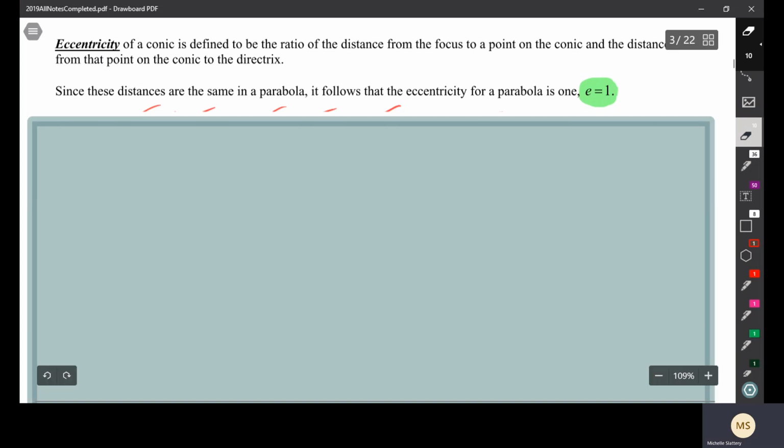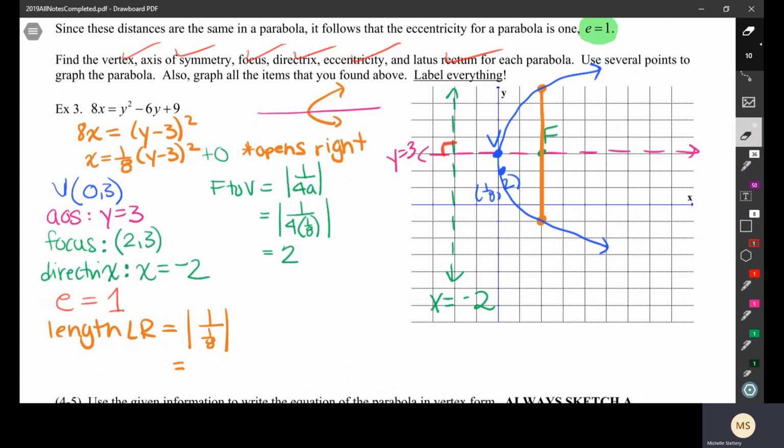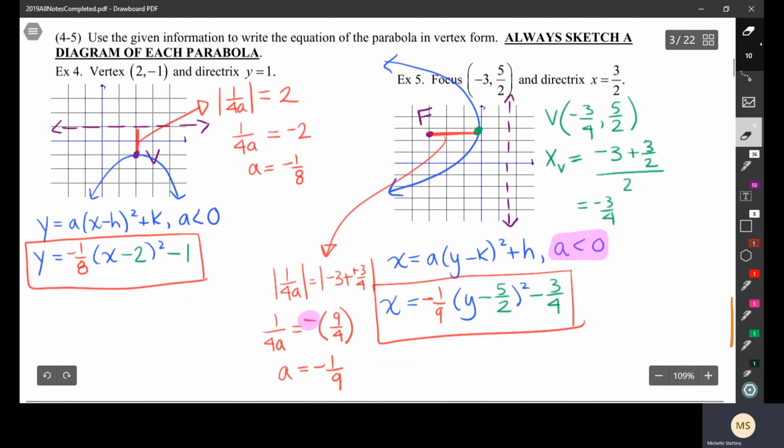All right. So let's see how you did. So here's example 3. Take a moment to check that. You can pause the video if you need more time. Here we have examples 4 and 5.